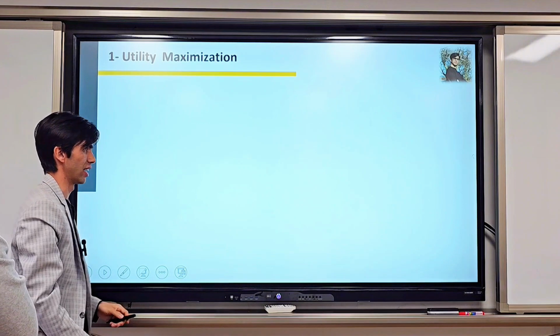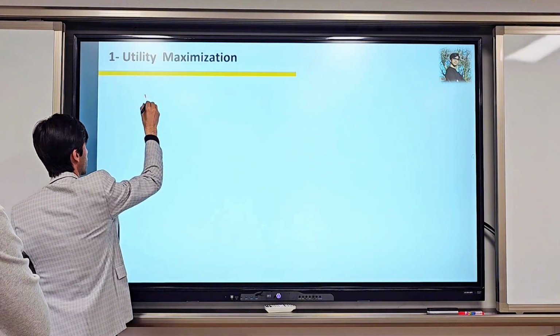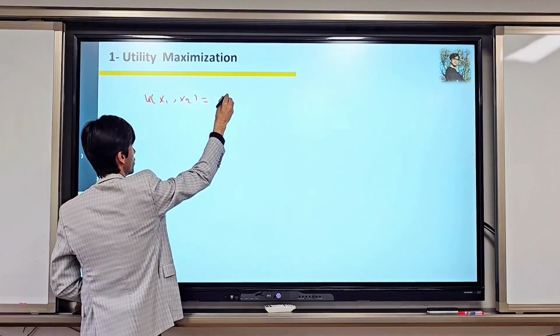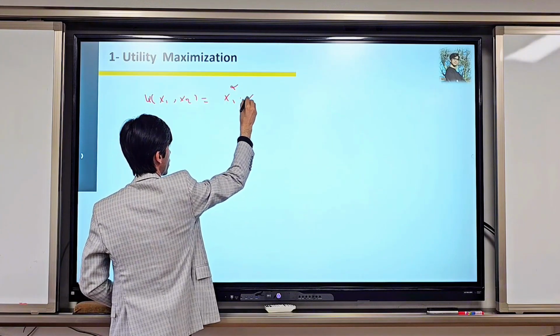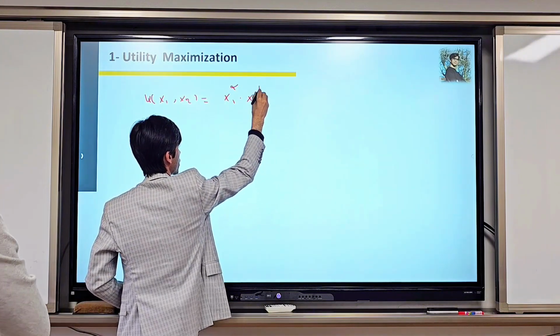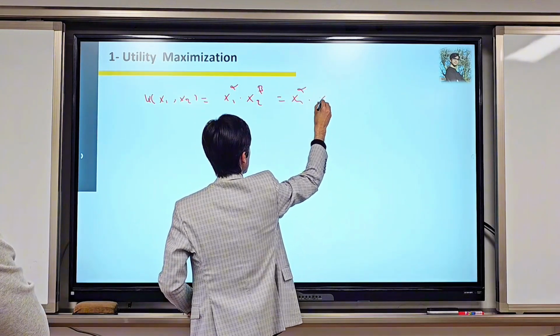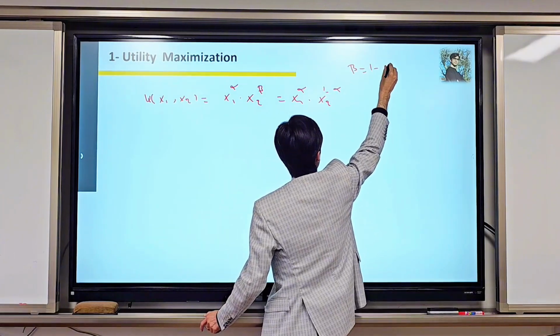In order to economize our time, when we are given this kind of utility function, x1 to the power of alpha, x2 to the power of beta, we can also assume that x1 to the power of alpha, x2 to the power of 1 minus alpha, which is beta is equal to 1 minus alpha.